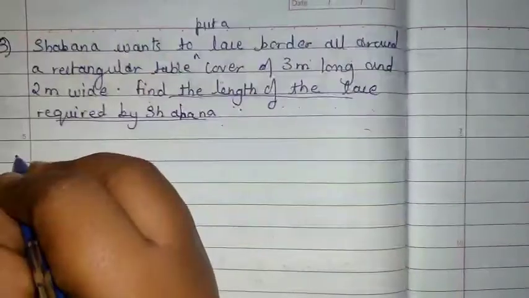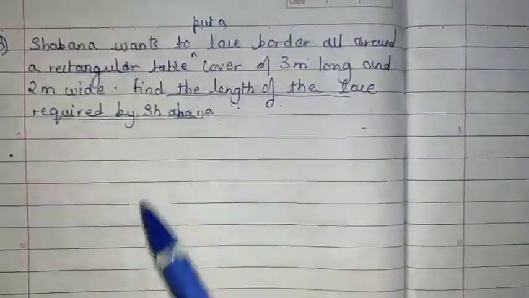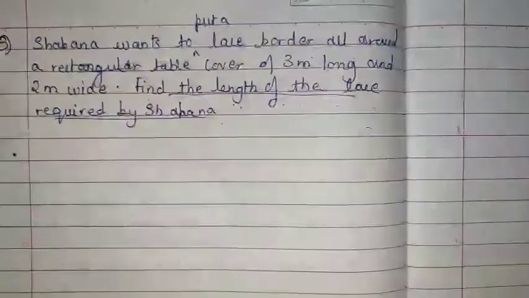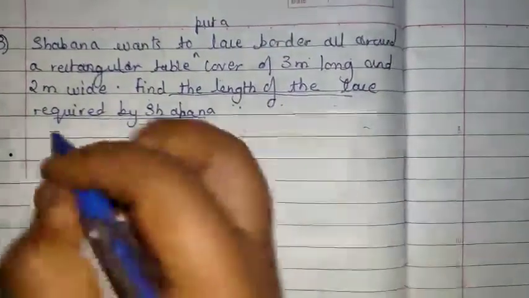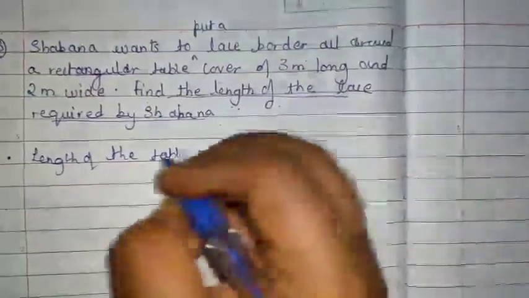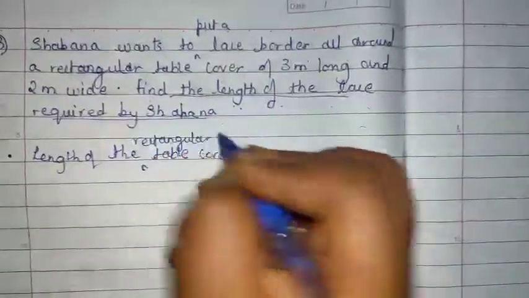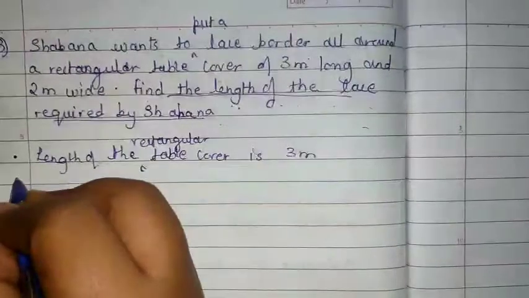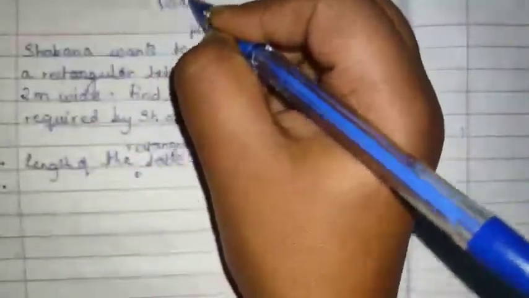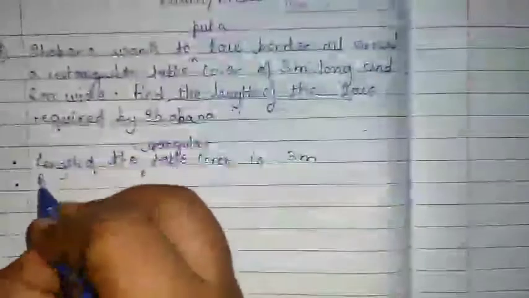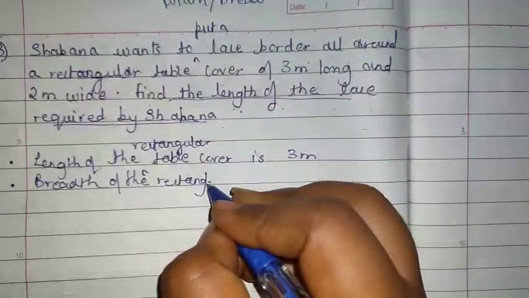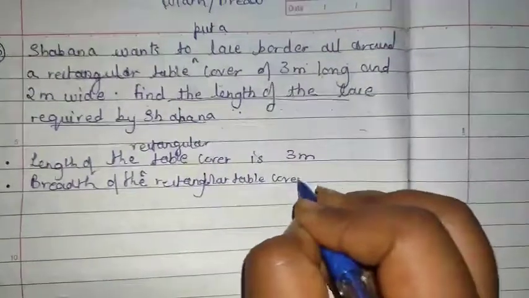So now let's see what is the shape of the table cover. Rectangular. So it is rectangular in shape, and since it is rectangular, we need length and breadth. So what is the length given? We take the longest side as length. So the length of the rectangular table cover is 3 meter. And what is the breadth given? We take the breadth as the shortest side, and here it is given as wide. So width is also known as breadth. So the breadth of the rectangular table cover is 2 meter.